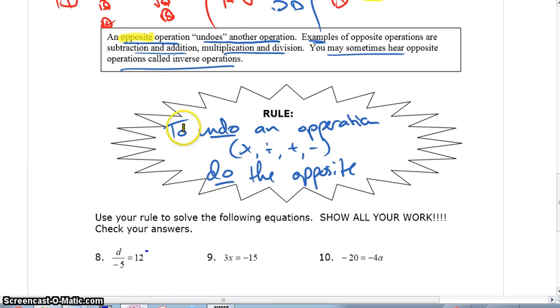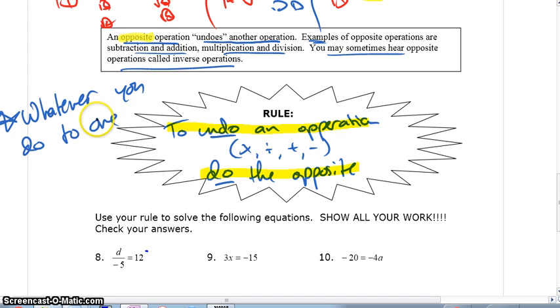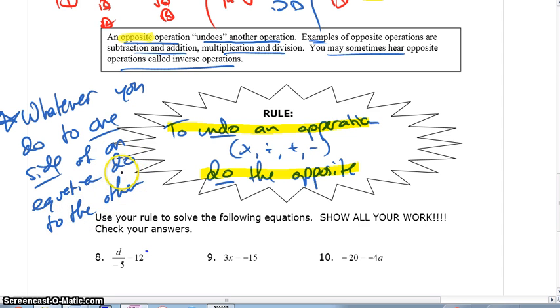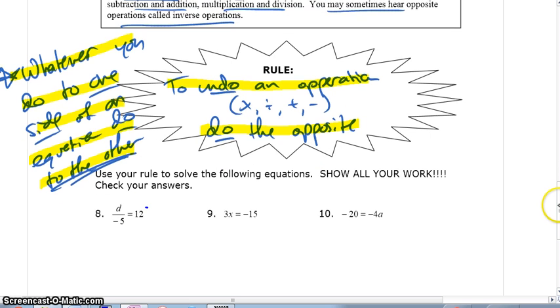So make sure you've got that written down. To undo an operation, do the opposite. That's important. I also want you to make a note of this. Whatever you do to one side of an equation, do to the other. And you'll see why that's important down here in the next step. Again, we're all about getting the x by itself. We're all about solving for x. So whatever you do to one side of the equation, you have to do to the other. All right?